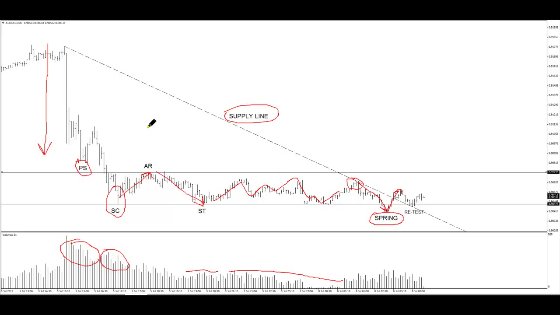So I've put a supply line in from where the original supply came in and now where we've seen supply again. And as you can see, we've actually retested that area, which is also a retest of the selling climax level. And now we're starting to move away from it. So I've started a small position here off that bounce.